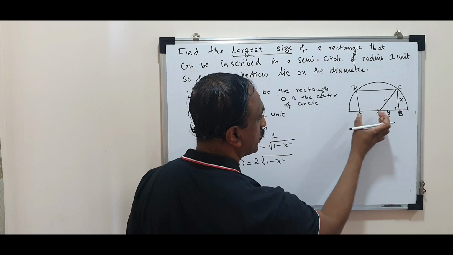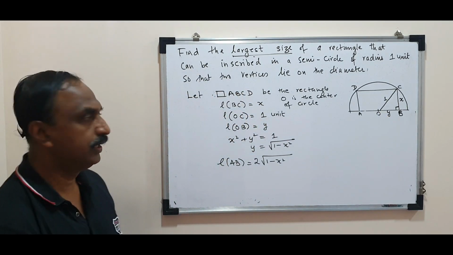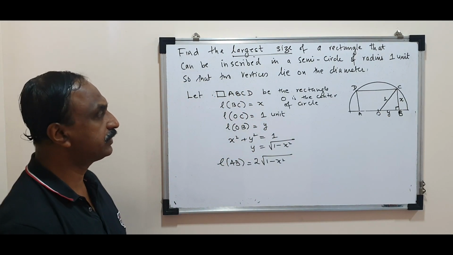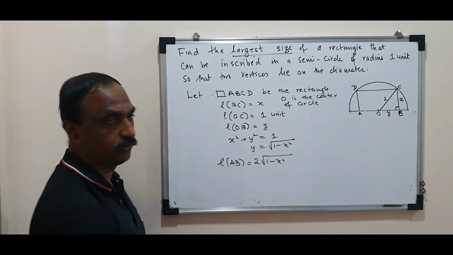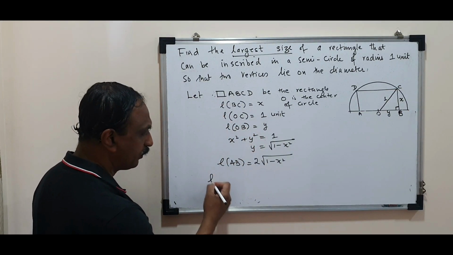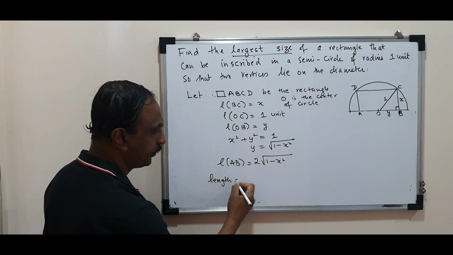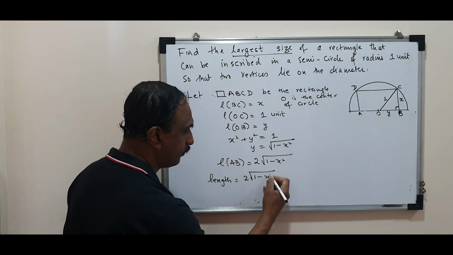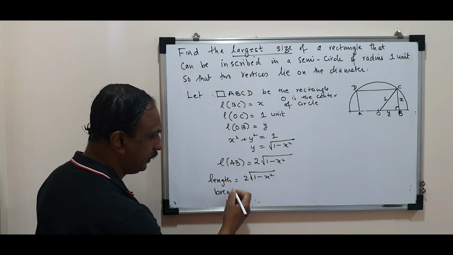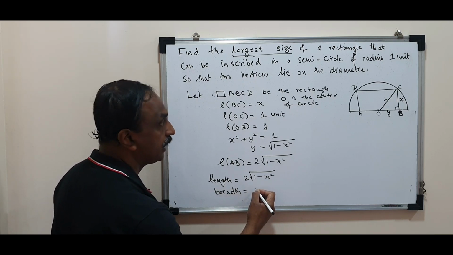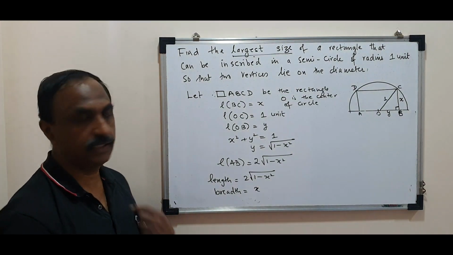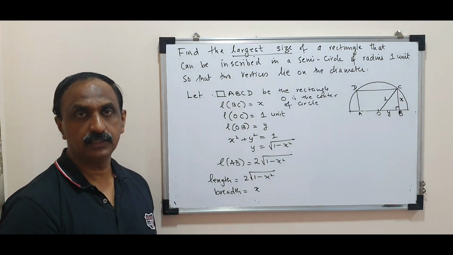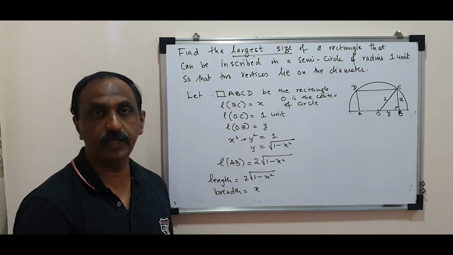This is root of 1 minus x square, this is root of 1 minus x square. So now I have got the length and the breadth. So breadth is x and length is 2 root 1 minus x square. So length of the rectangle is 2 root 1 minus x square. Breadth of the rectangle is x. So I have defined the variables involved in it. In fact, I defined the length and breadth using one variable x.